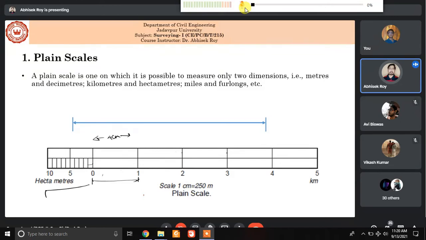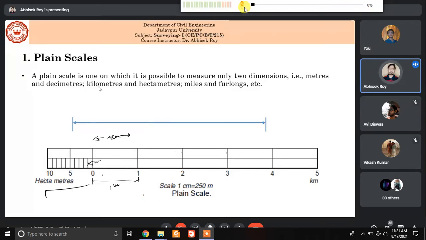Then each one of them will represent 100 meter, as each one of these is 1 kilometer. So 10 divisions means this will represent 100 meter. Like this, only two dimensions are possible, either meter and decimeter, or kilometer and hectometer. 100 meter means 1 hectometer. So only two dimension measurements are possible, and this is only possible with the help of the plane scale.